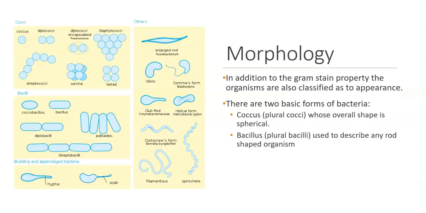In addition to the gram stain property, the organisms are also classified as to their appearance, and there are two basic forms of bacteria. Coccus, the plural is cocci, whose overall shape is spherical or round, and bacillus, the plural is bacilli, is used to describe any rod-shaped organism, and this is like a boxy type of shape. And so you can look at the illustration and see that we do have our cocci and our bacilli, but there are other types of morphological characteristics that may be observed depending upon the type of bacteria we're looking at.